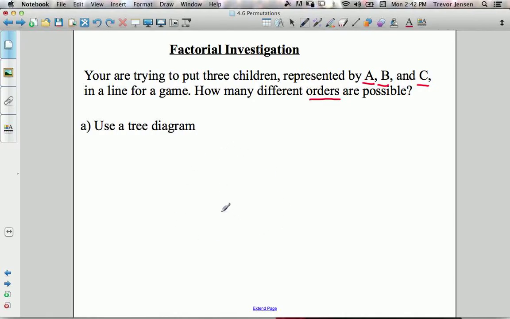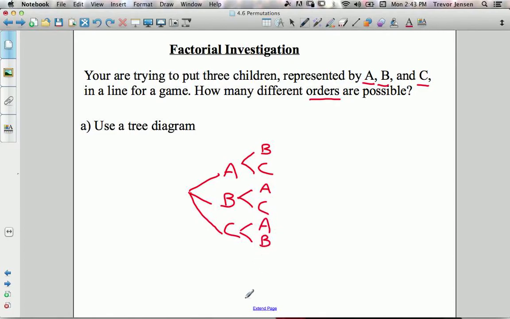We want to put A, B, and C in order. I could start off with child A, or I could start with child B, or I could start with child C. And from there, if I started with child A, who could be next? It could be child B or child C. If I started with child B, the next one could be A or C. If I started with child C, the next one could be A or B.